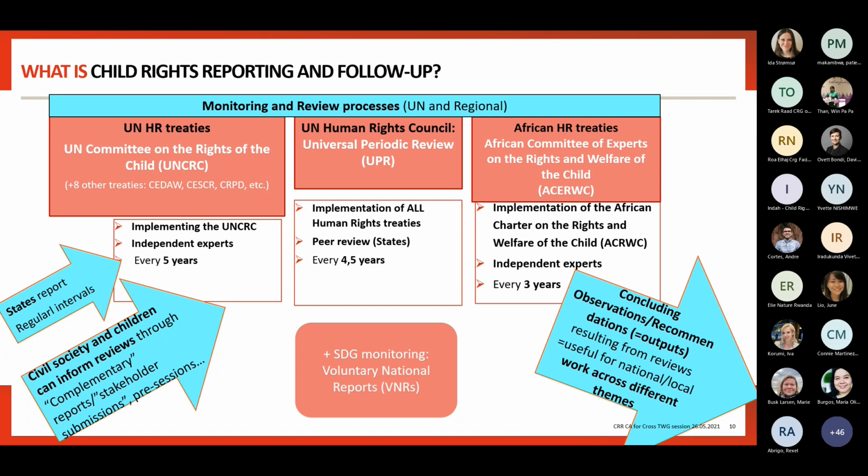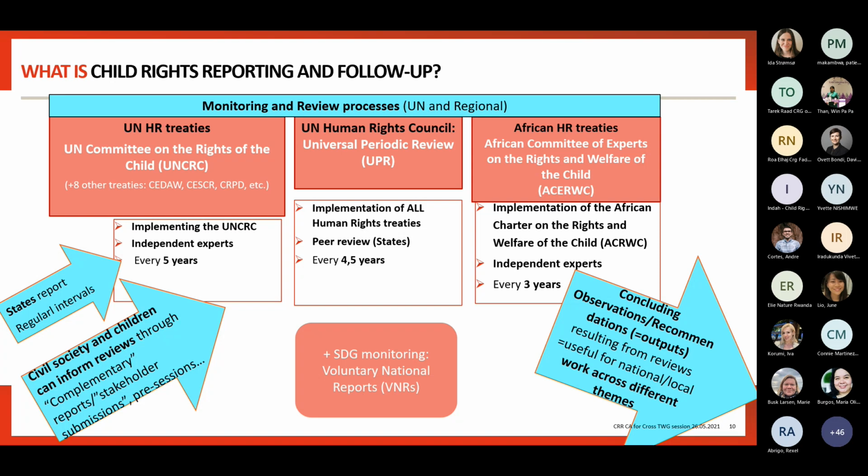It's every 3 years that states have to report. And in the middle, you will have this Human Rights Council procedure, which is called the Universal Periodic Review Procedure, UPR. And that's every 4.5 to 5 years. It's a peer review. That's the only one that is really state-to-state review, and they give recommendations to each other. There are other monitoring procedures that I just mentioned here, but I'm not going into detail.